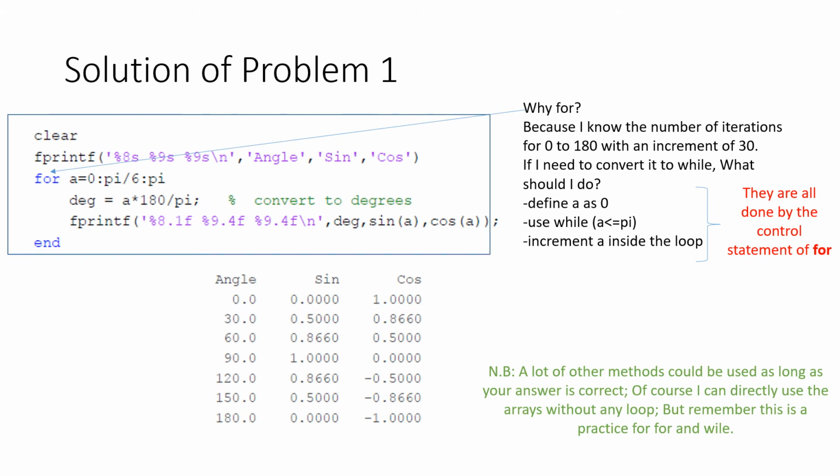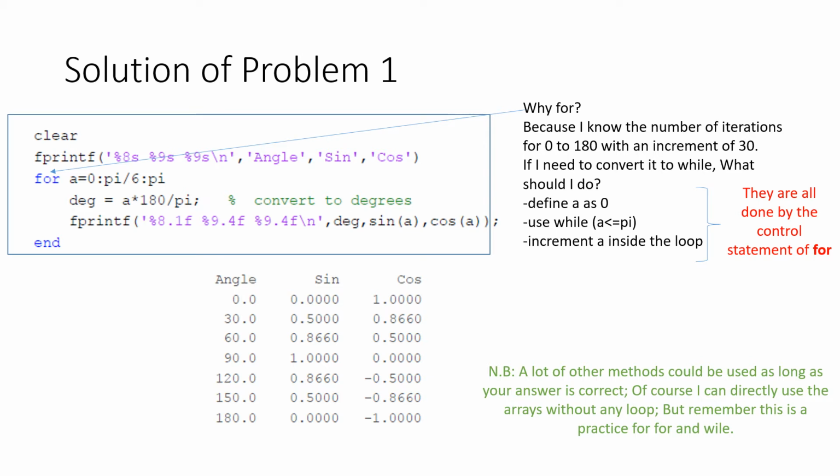Okay, now this is the solution. Why for? Because we know the number of iterations. It is between 0 and 180 with an increment of pi over 6. And that's why I have used for. You can of course use while as I have described here.